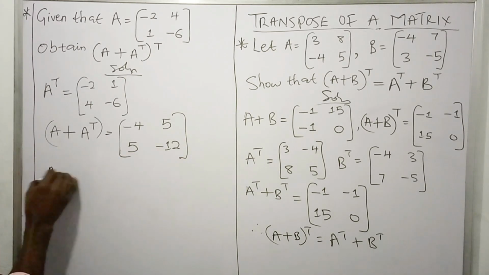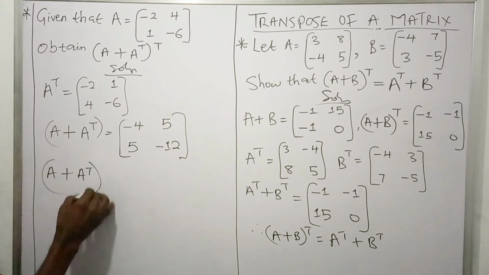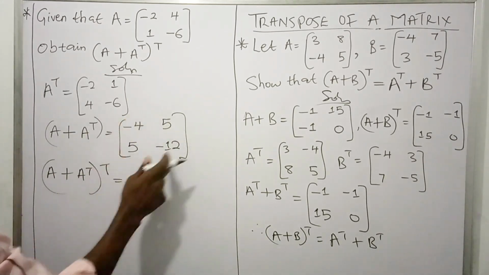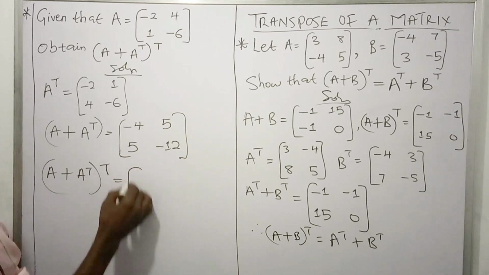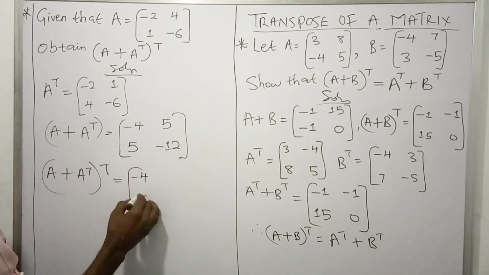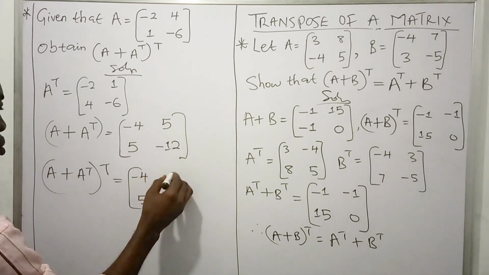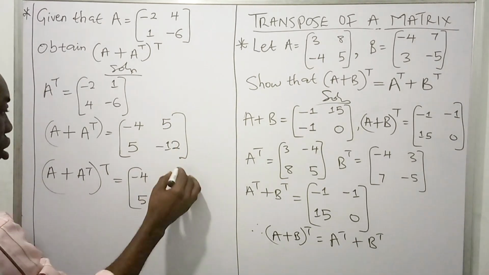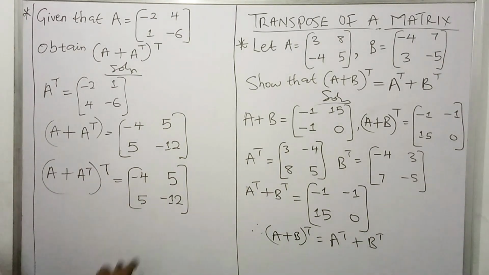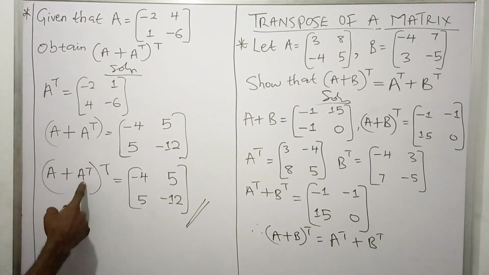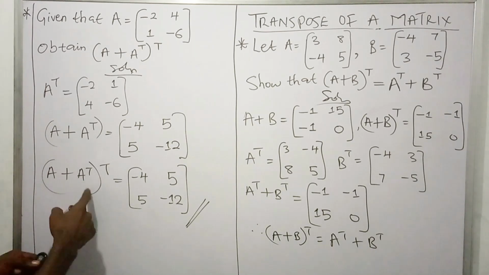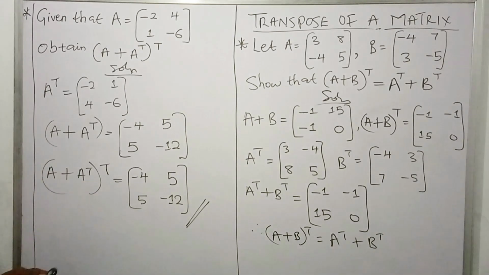Then (A plus A transpose) transpose now. Now we apply the transpose rule here. So this becomes minus 4, 5, that's this row becomes a column. Then this row becomes 5, minus 12. And that's now the outcome of (A plus A transpose) transpose. So this is how transpose of a matrix is handled. Quite an easy topic, you will agree with me.